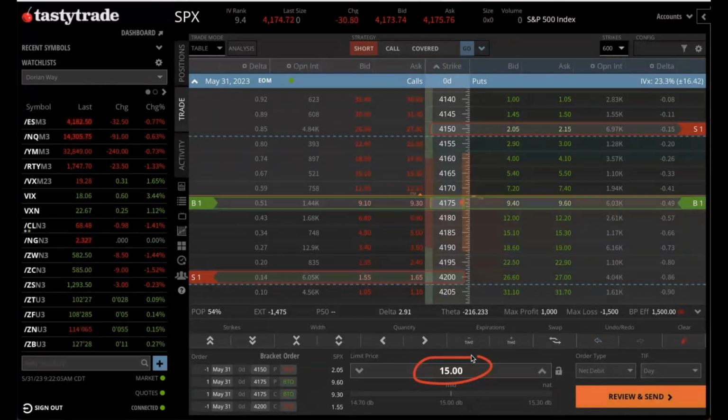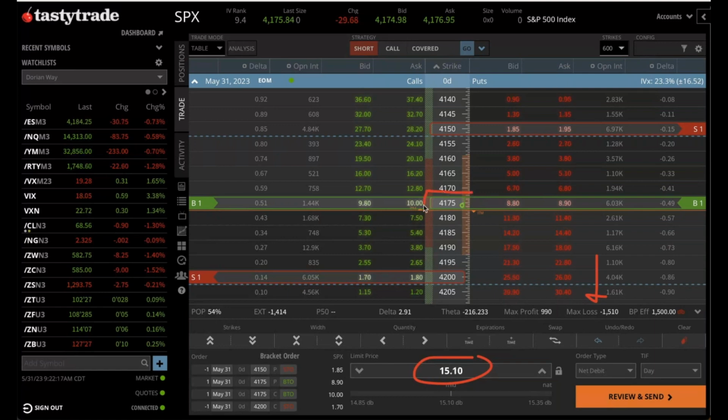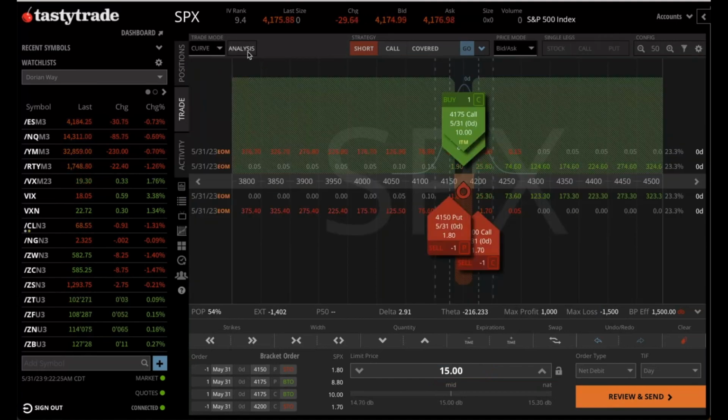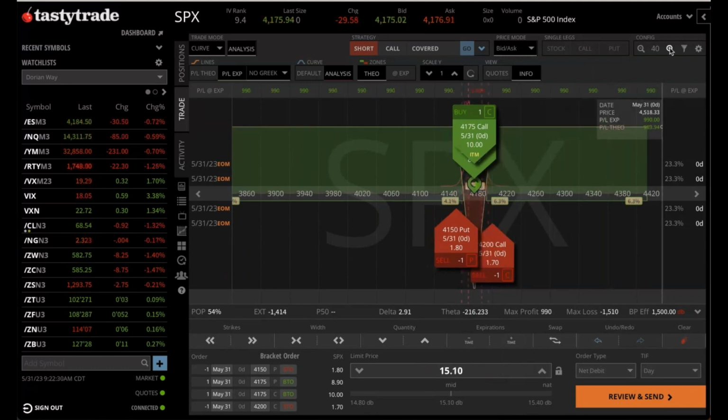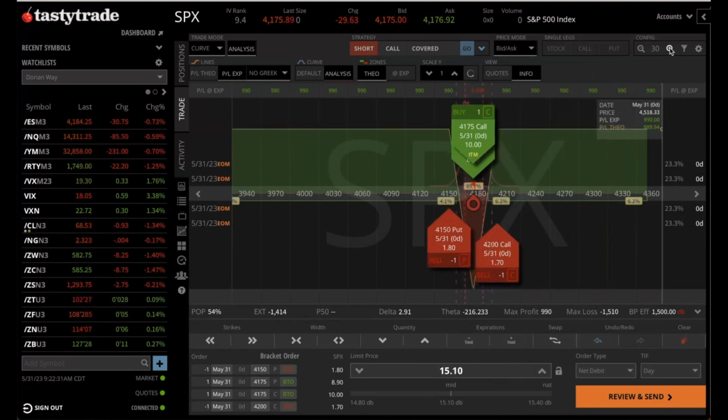So in this example, you are paying $1,500 to make 1,000. That's the most you can make, but the odds of making that 1,000 are very small because it would have to pin right at this price. If we go over to this curve view, you'll be able to see what I mean. Let me see if I can make this bigger so we can see this. All right, so there you go.